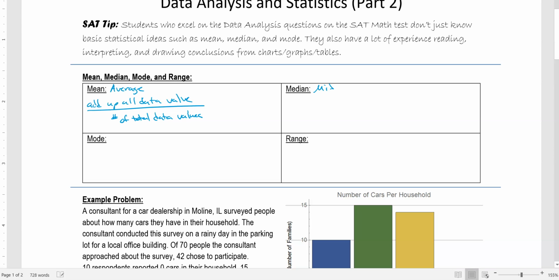The median is the middle. Okay, so in this case, to find the middle, you want to line up all data values in order, and then you pick the middle. Okay, that's called the median. Now, a little side note, if there are two in the middle, this is when you have an even number of data points. So if I had 10 data points, there would be 2 numbers in the middle. Then I would have to find the average of those 2.